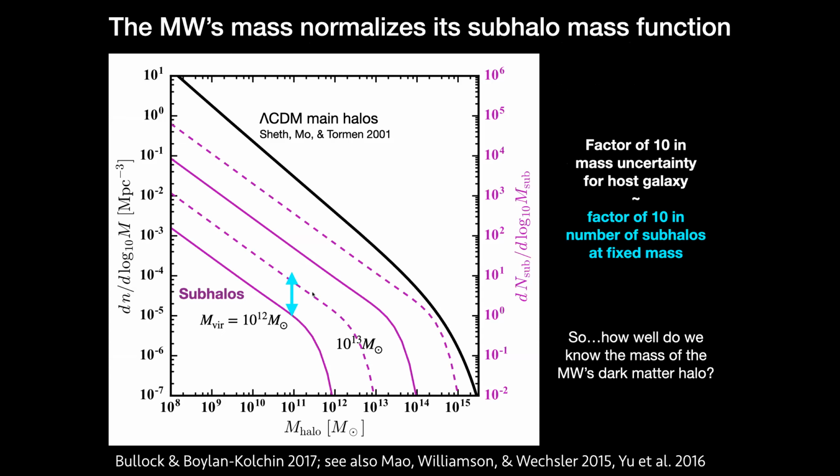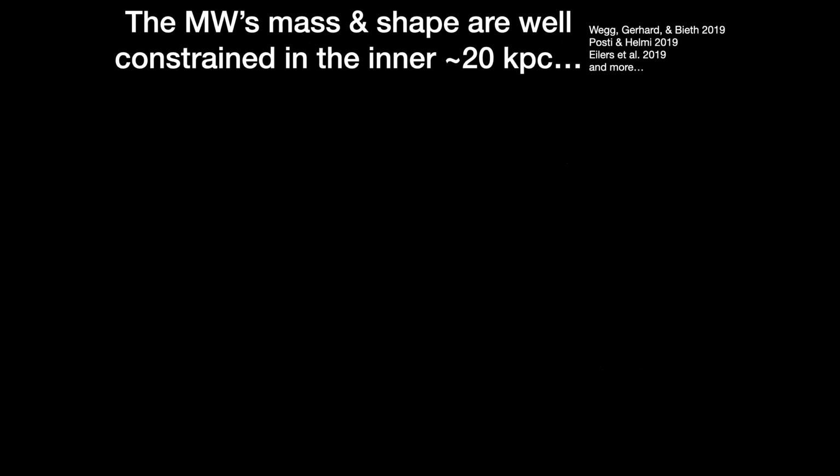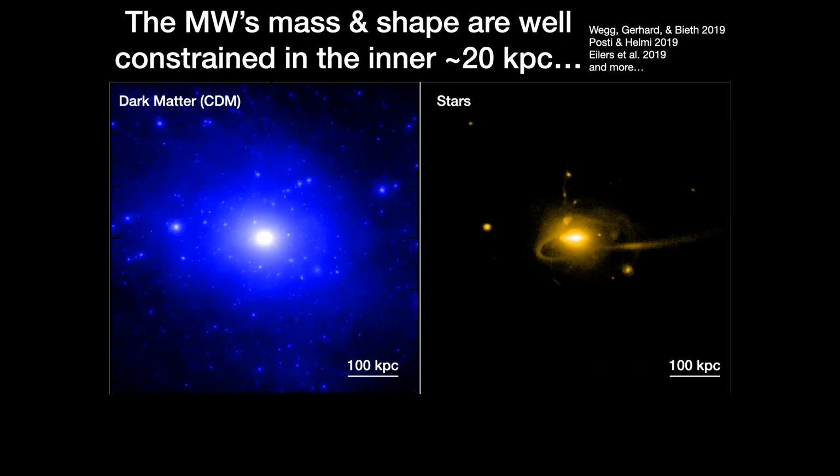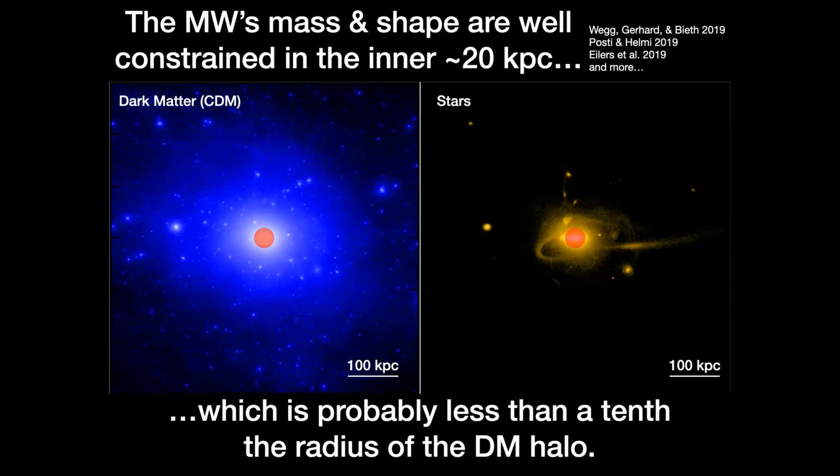And a factor of 10 in mass uncertainty is a factor of 10 in the number of subhalos at a fixed mass within a galaxy. So this is a first order systematic. So we know the mass of the Milky Way very well now, thanks to Gaia, within the inner 20 kiloparsecs, which is like this region highlighted in red.